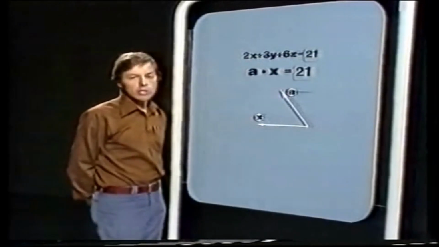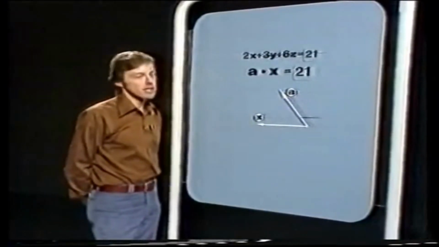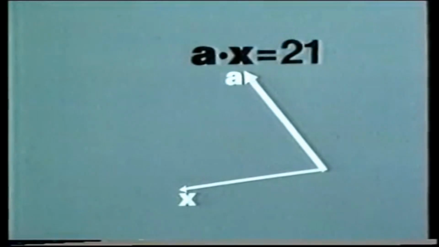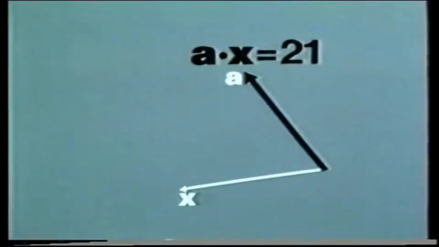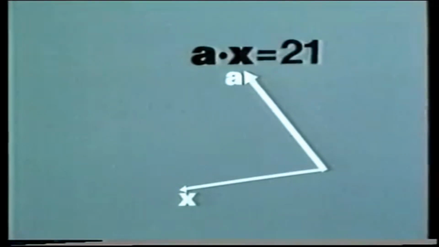So let's first of all just remind ourselves of what this dot product really means. Remember that a dot x simply means the length of the vector a multiplied by the length of the projection of x onto A.